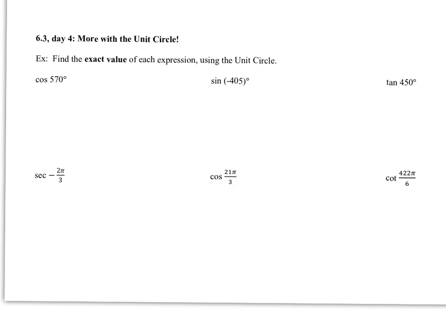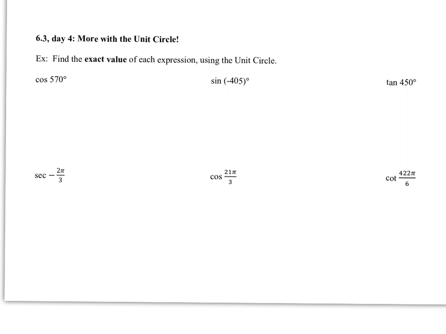Our final lesson in 6.3 will have us eventually working backwards. If we know the trig value, what angle does it match with? But first, I wanted to start off with just a little review of using that unit circle to find specific trig values, kind of like what we did on 6.3, day 3. Our first one, cosine at 570.